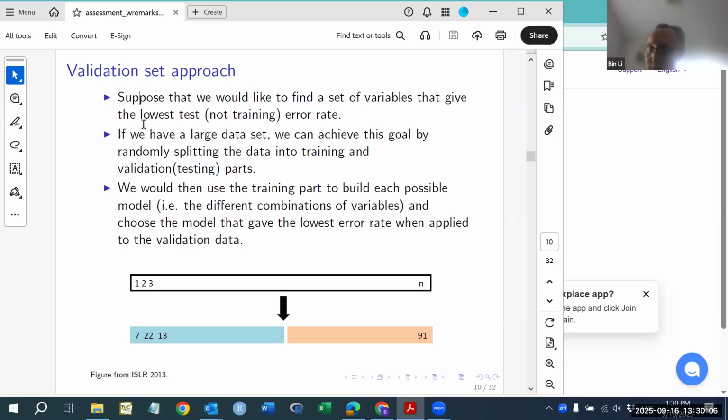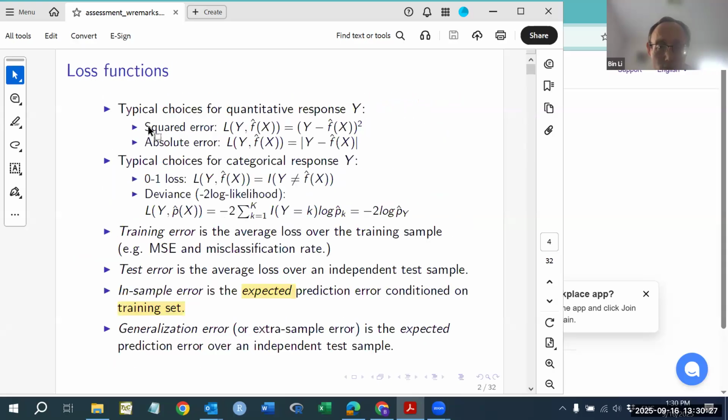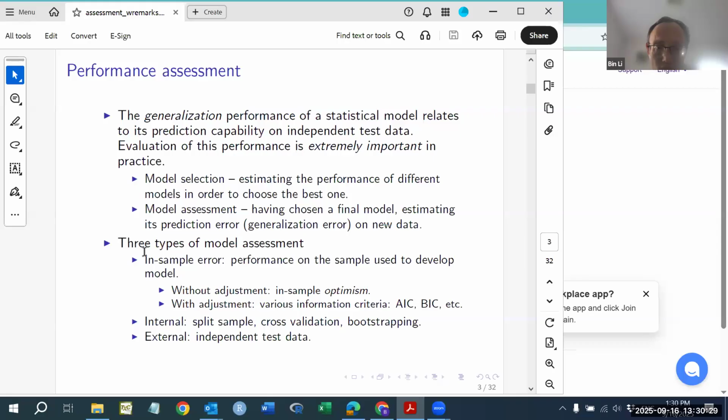Okay, let's start class. So last time we talked about model assessment, and we have three approaches for model assessment. One is the internal approach. So here you can see there are three types. One is the in-sample error approach.